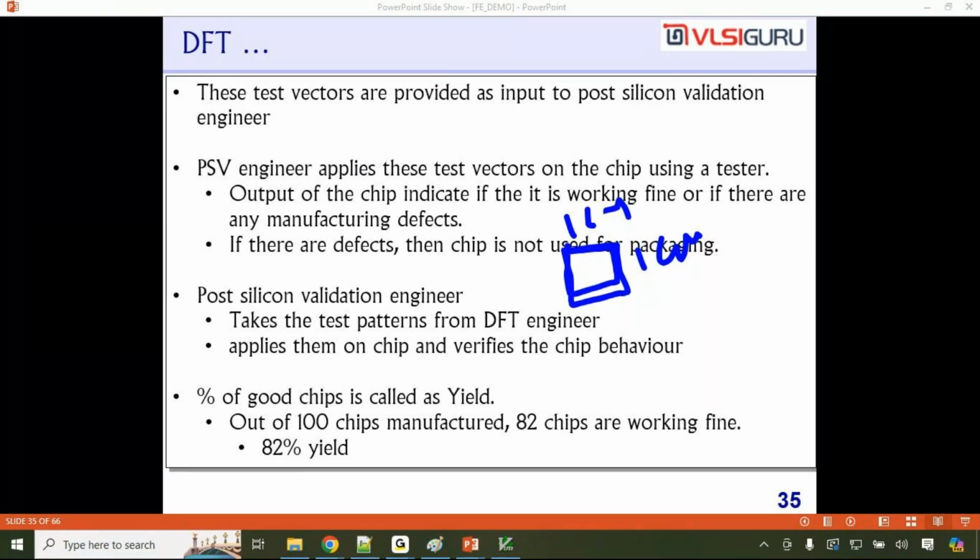This logic update can be done both at the RTL level, that is at the Verilog coding level, as well as at the gate level. When you do it at the RTL level, the DFT engineer is working at the RTL level. When you do it at the gate level, he's working at the gate level. So that is where the DFT engineer works both at the RTL level as well as the gate level.